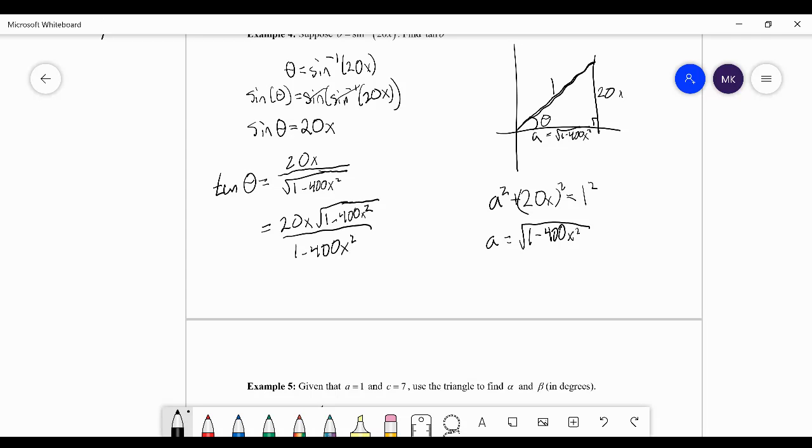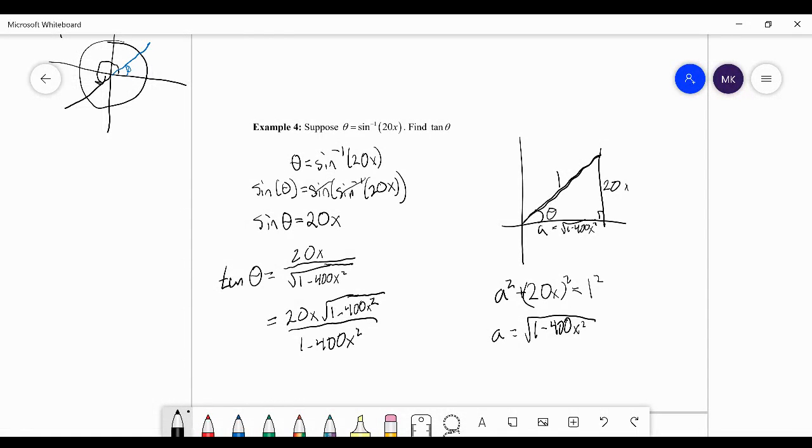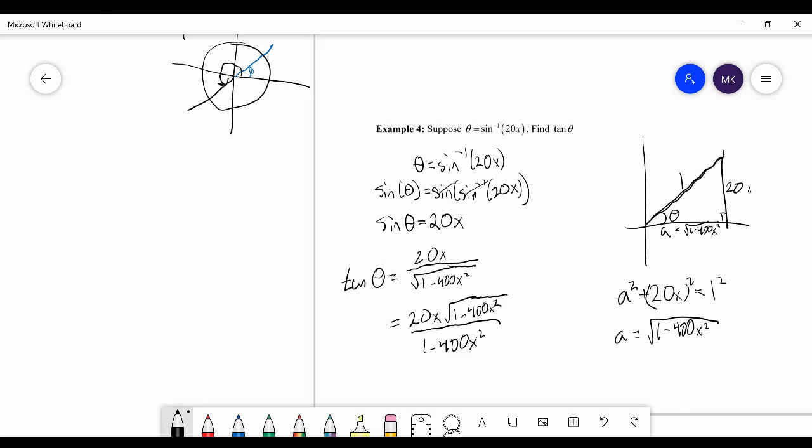Now, a couple of questions that I'm sure you guys are having. One of the biggest ones right now is how can we say that sine of sine inverse of 20x is 20x, right? We talked about up there, like, well, the angle has to be in those ranges, right? So let's look at this. 20x is a number, right? And for this to work, we have to have that 20x is between -1 and 1.